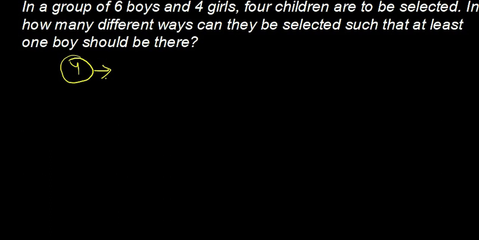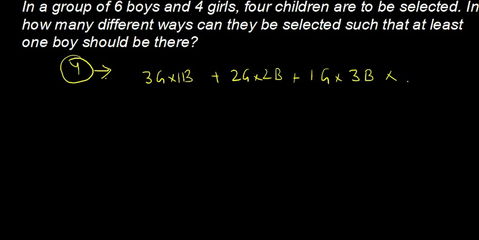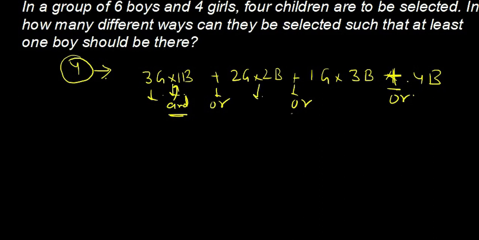So 3 girls and 1 boy, first case, or 2 girls and 2 boys, or 1 girl and 3 boys, or finally 4 boys. Okay, plus is there to signify this or, and multiply is what describes the case of and. So and stands for multiply, and or stands for plus. Okay, 3 girls and 1 boy.